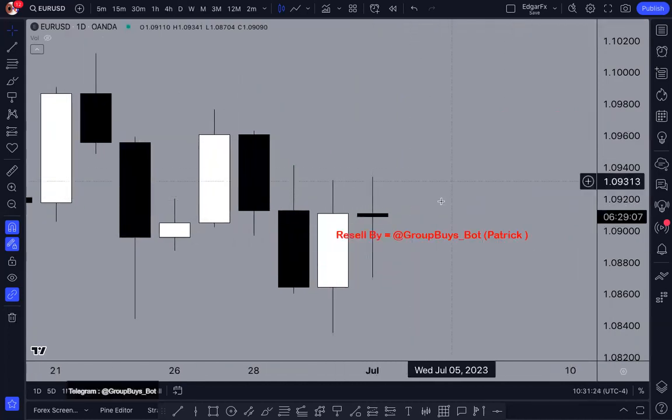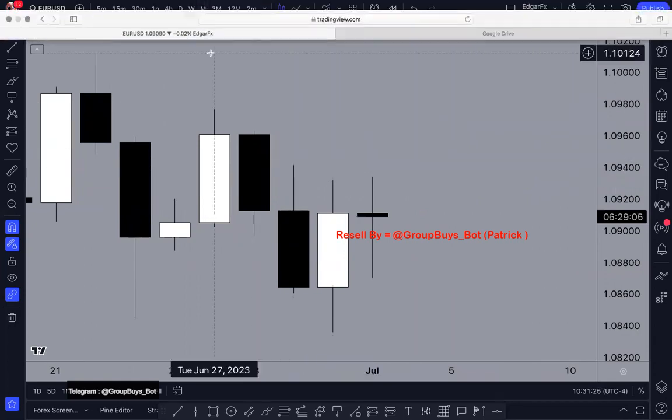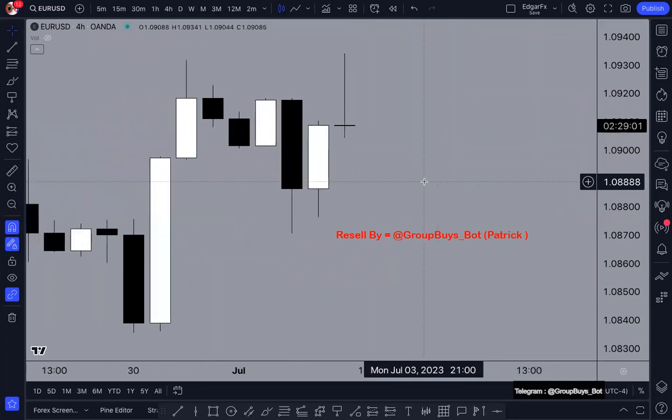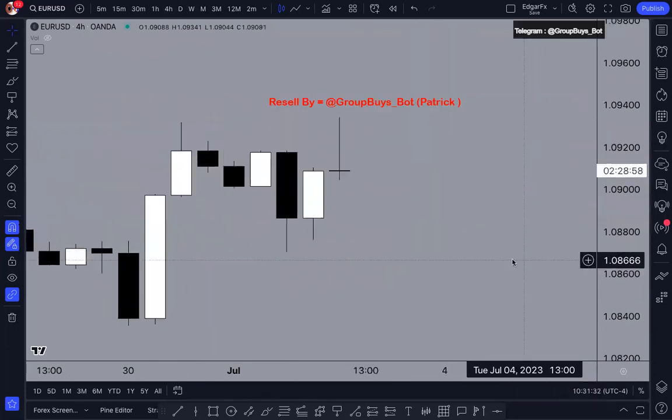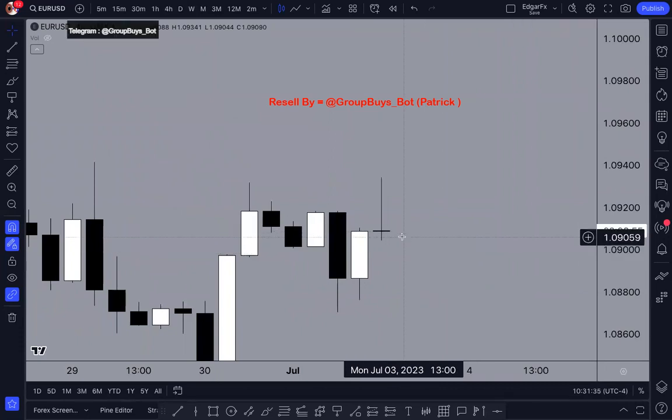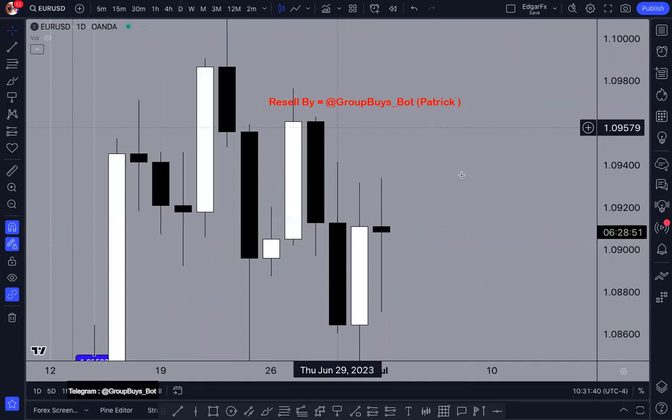So there's a lot more time that goes into building a daily candle than there is going into a 4-hour candle. You only need 4 hours to build one of these candles versus 24 hours to build one of these candles.